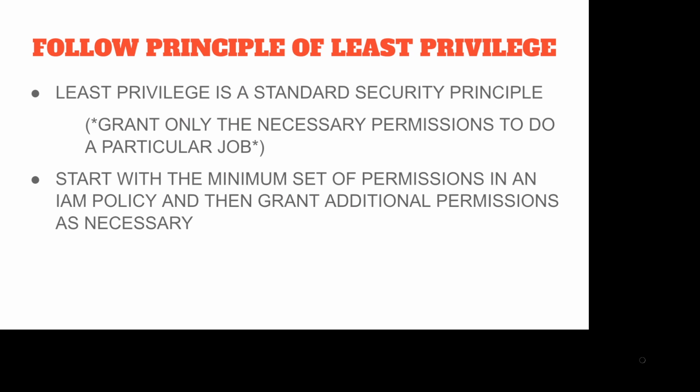Obviously they can go in and see billing, but they may not need to see what one particular department is spending on S3 versus another. I'm just using that as an example, but really only give users the amount of privilege or permission they need to perform their job function. And then this is one here, the second tip: start with the minimum set of permissions in a policy and then grant additional permissions as necessary.